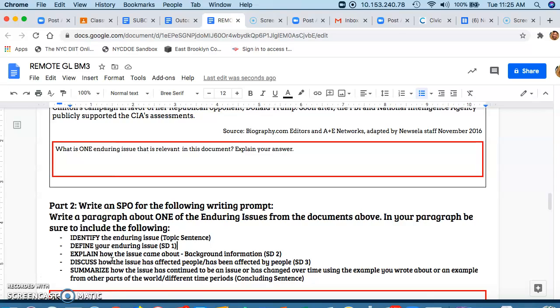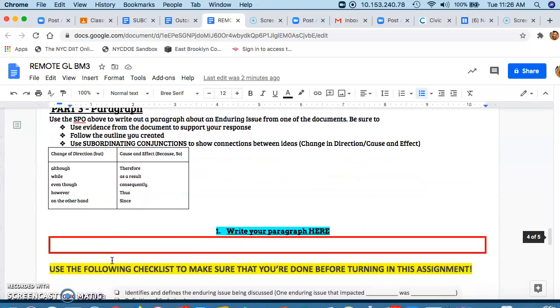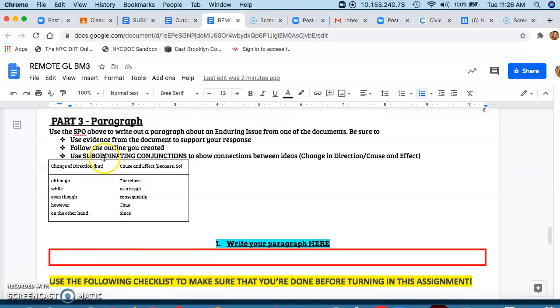And then your last, your concluding sentence is going to be for you to summarize how the issue has continued to be an issue or has changed over time using the example you wrote about or an example from other parts of the world, different time periods, right? So you're going to summarize how this issue that you chose to write about is an issue that is long lasting. So you're going to write your outline here, and then here you're going to write your paragraph, okay?